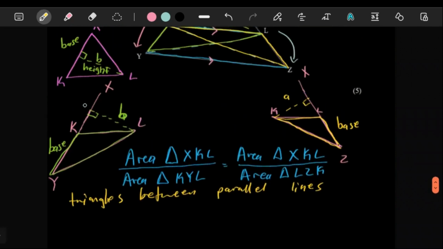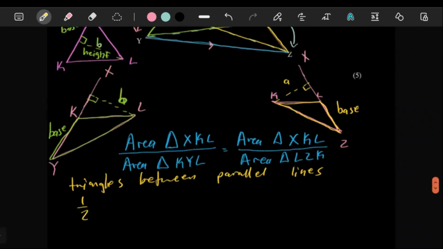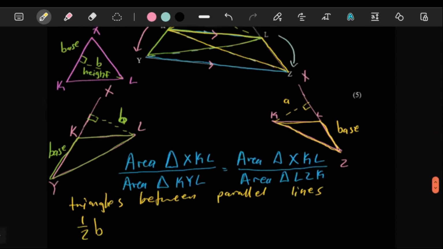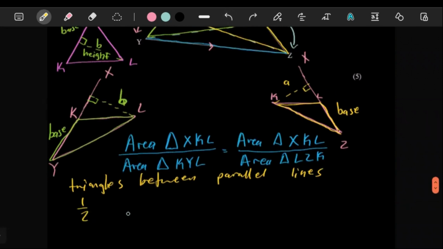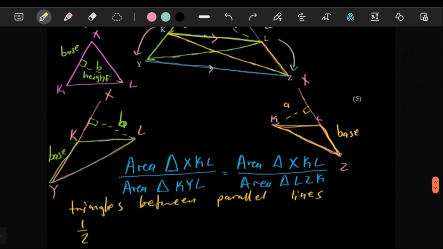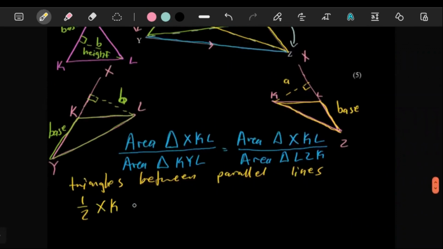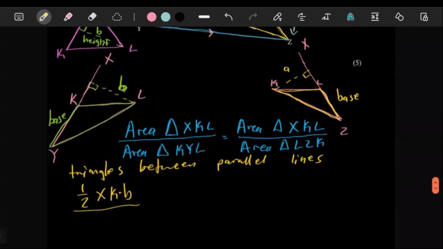So if we're going to use this side of the image, the area of triangle XLK is going to be a half. The base is B. It's half base times height. So it's a half, the base is XK, and then the height is B. Then for this area here, we're going to say a half multiplied by the base, which is KY. Just write KY. Half base times the perpendicular height, which is B.